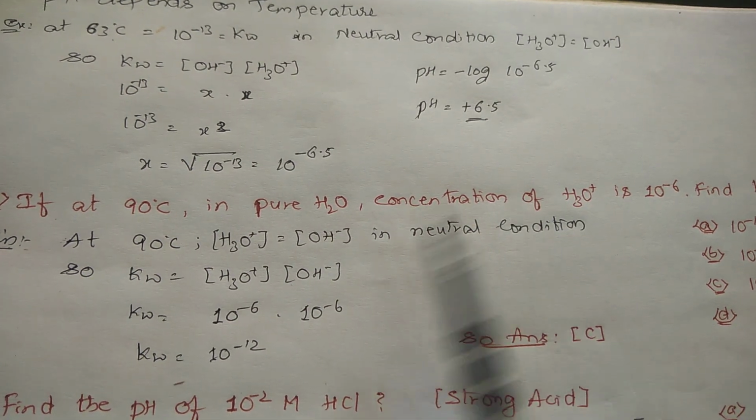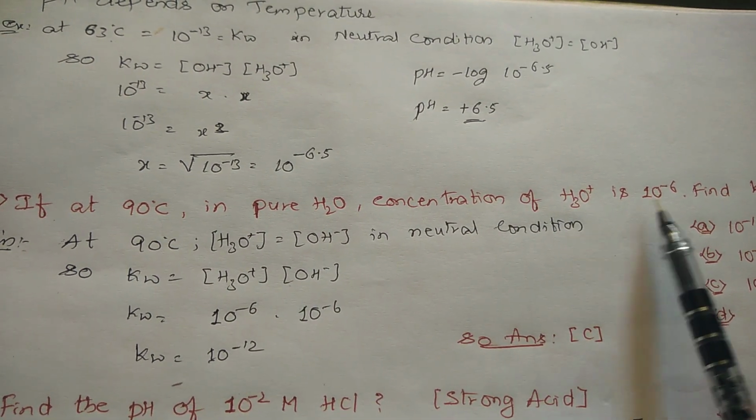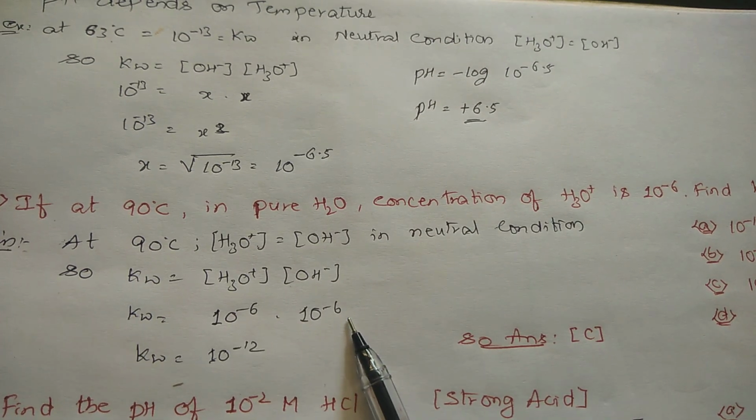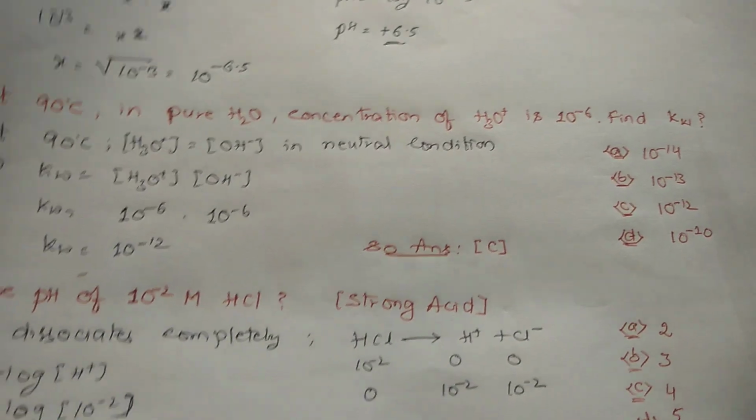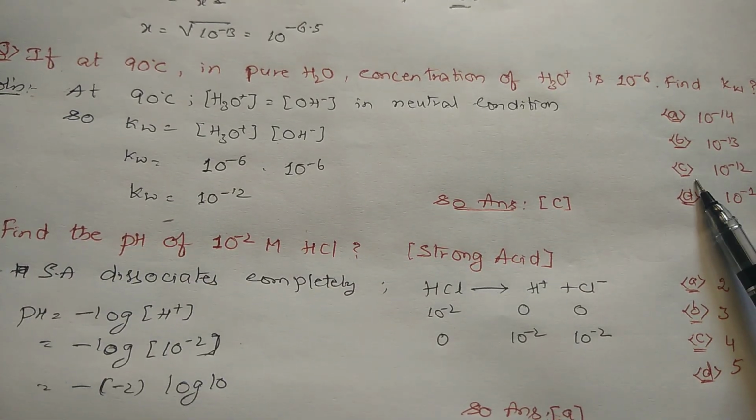Number of H plus will be equal to number of OH minus. So if this is 10 power minus 6, automatically the other one also will be equal to 10 power minus 6. Kw will be equal to 10 power minus 12. So the answer will be C, this one, 10 power minus 12.